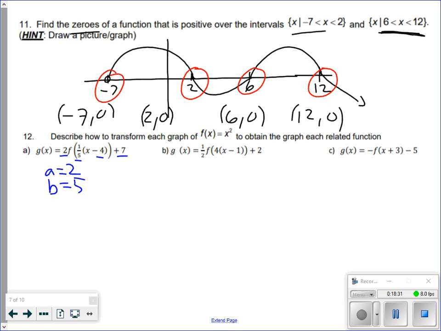So A is 2, B is 5. Remember, that's 1 over 5. That's saying 1 over 5 equals 1 over B. Or if you solve for B, you get B equals 5. Or another way, you just flip it to get your B. So our B is 5. Our H is 4. And our K is 7. All right? So that A tells me we have a vertical stretch by 2. My B tells me we have a horizontal stretch as well by 5.